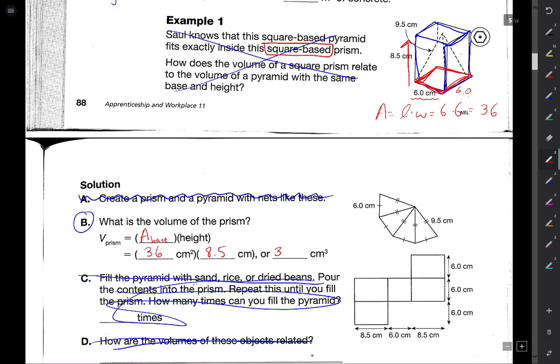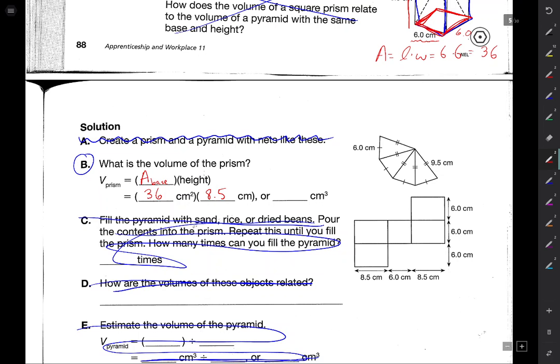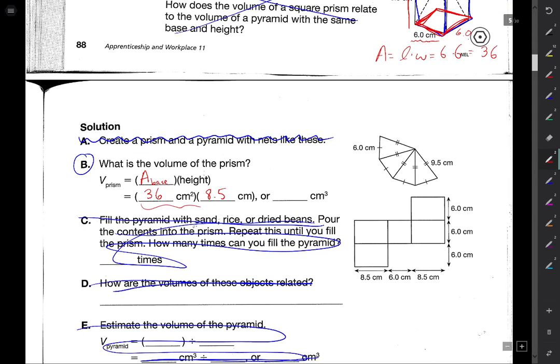Sorry, I put a dot there. So 306 centimeters cubed as the volume of the prism. So we did the area of the base times the height. In our calculator, we do 36 times 8.5, and in total we get 306 centimeters cubed for the volume of that square-based prism.